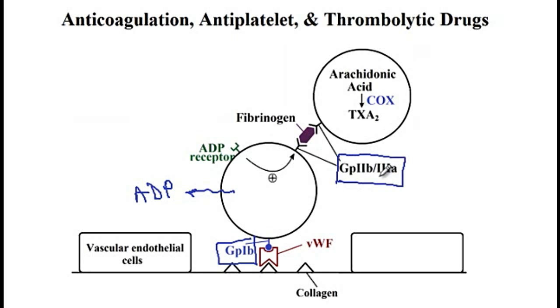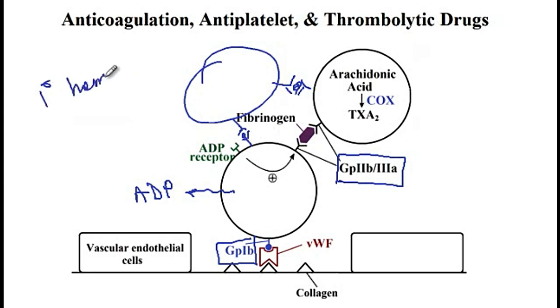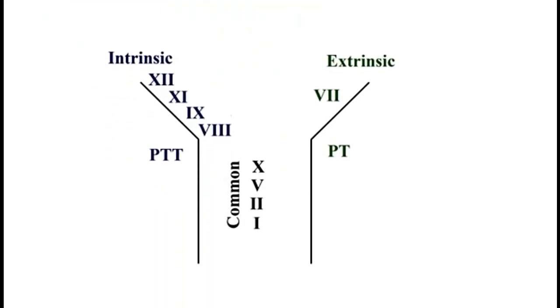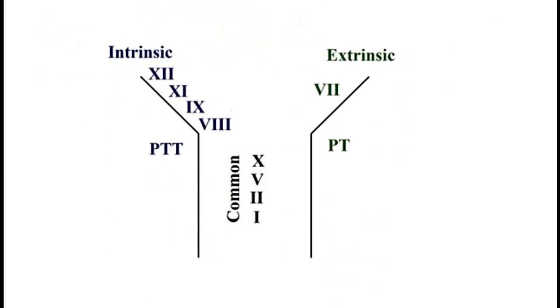And this GP2B3A would be able to bind different platelets to each other via the fibrinogen in between. So here we have the fibrinogen, which will be able to bind the platelets to each other via the GP2B3A receptor. So this whole mechanism is referred to as primary hemostasis. So once these platelets are adhesed together, next they would have to be stabilized, and that would be done by the formation of a fibrin mesh.